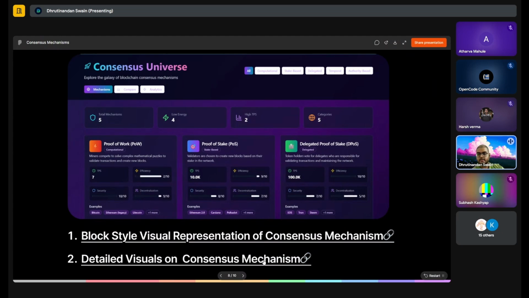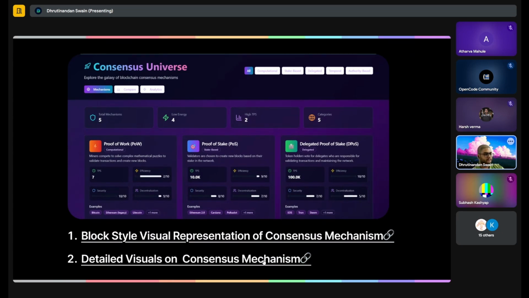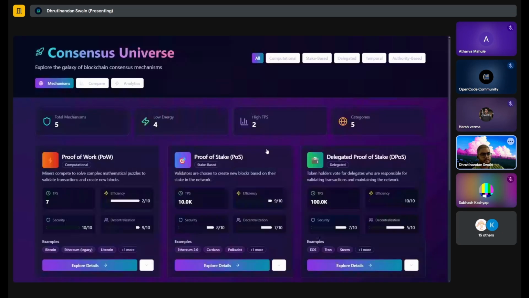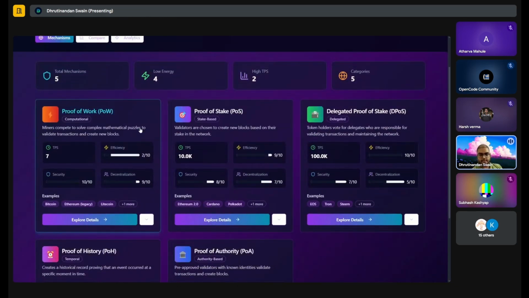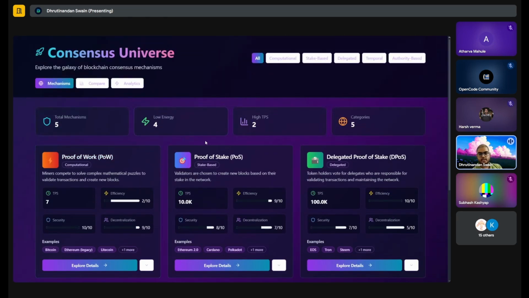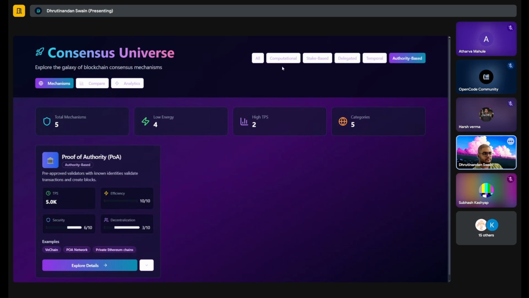Let's go to the second site we have made. This is a site where you will find the various types of consensus mechanisms in a better format. This site basically gives you short notes on the features and the pros and cons of each type of consensus mechanism, as well as a sorting feature.